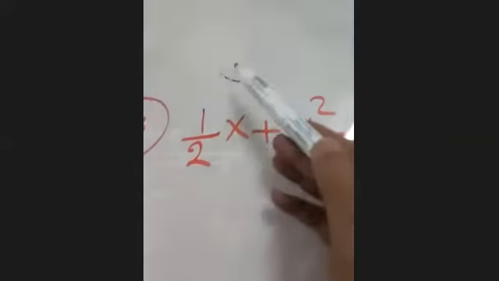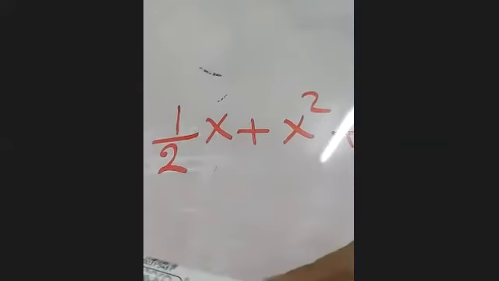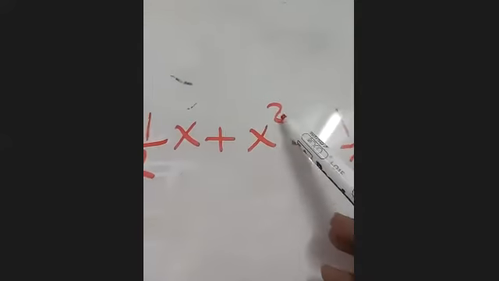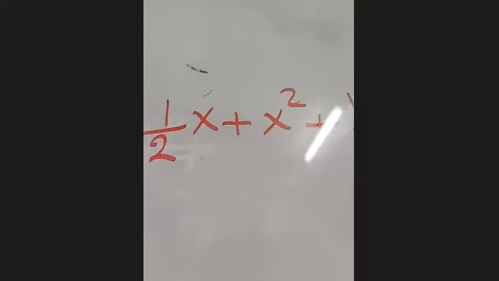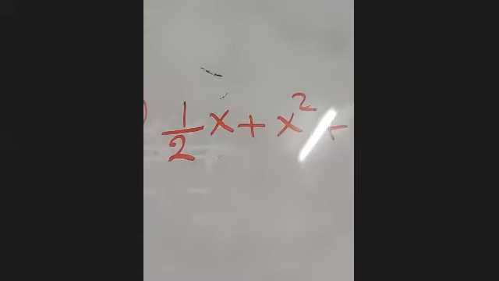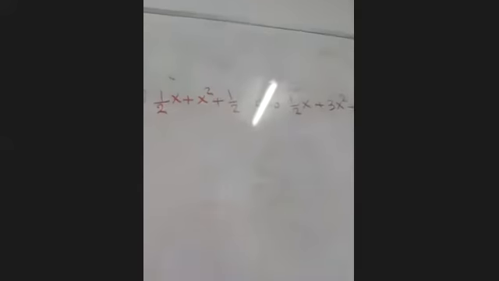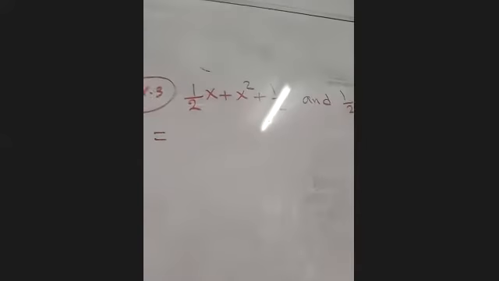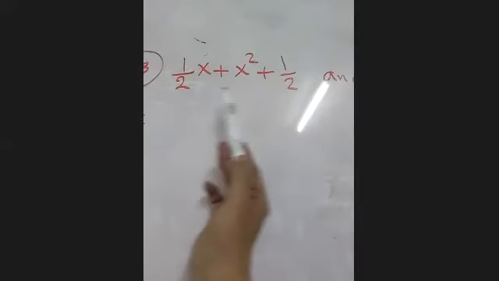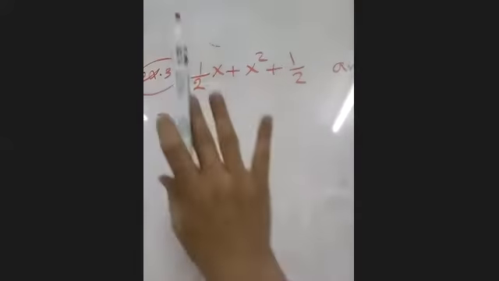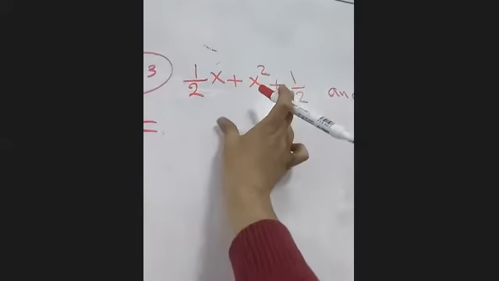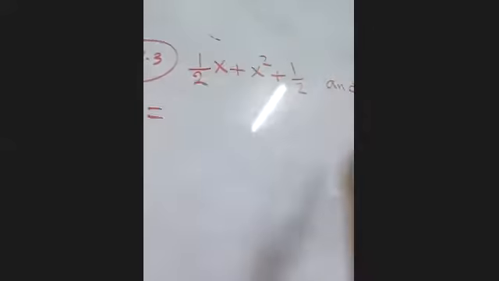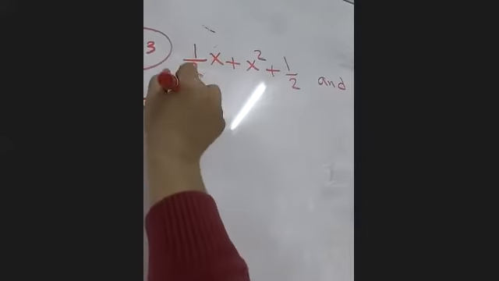What's the power here, you think? One. What's the power here? Two. Are they like terms? No. Do we have like terms here? So we don't have like terms, we don't have parentheses. So this stays the same. I cannot do anything.